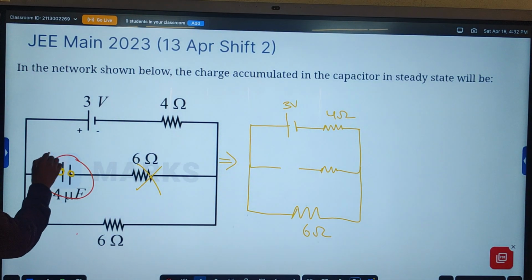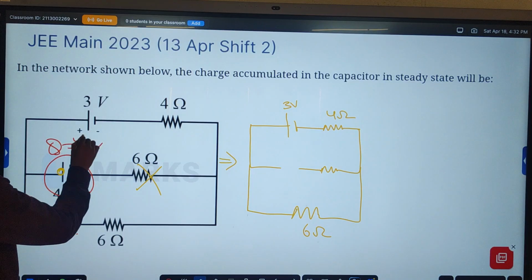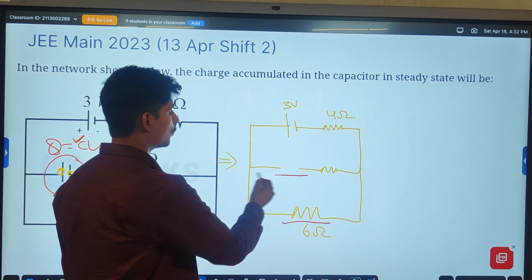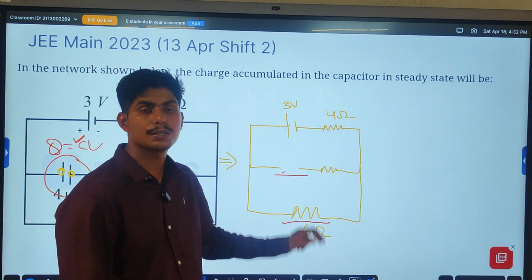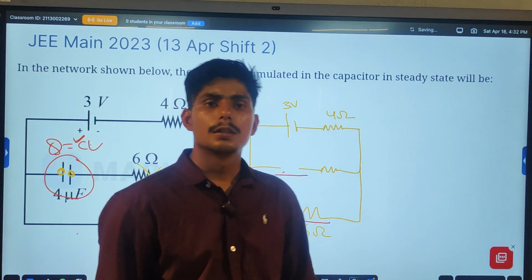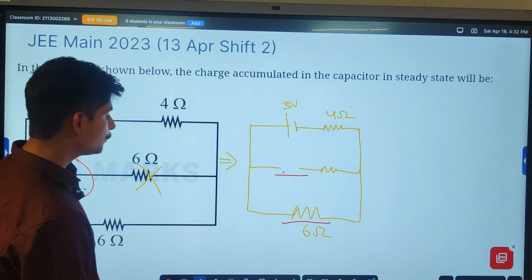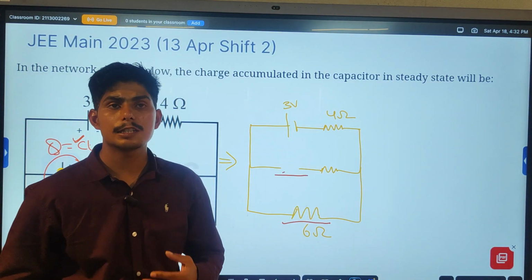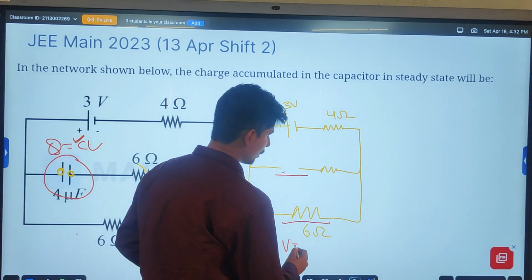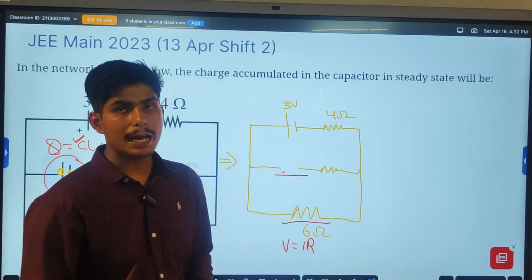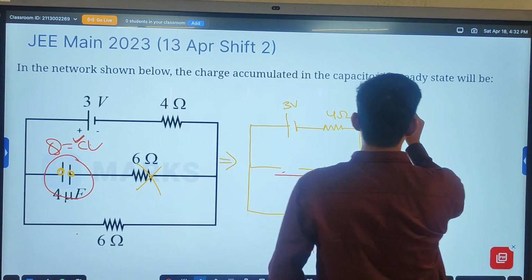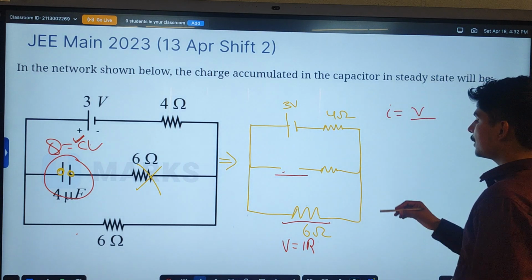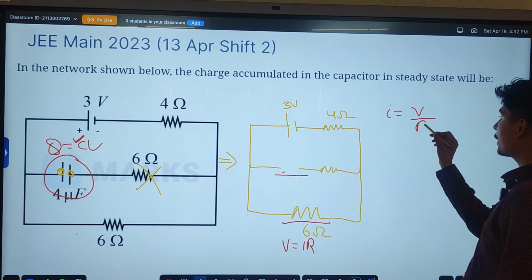So I can write charge is equal to C into V, because C is given, but we have to find V. For potential, we know that this capacitor and this resistor are in parallel, so the potential across them is equal. So now coming to the potential across the 6 ohm resistor. V is equal to I into R. For I you have to write the potential of the battery, V, upon the equivalent resistance, which is R1 plus R2.